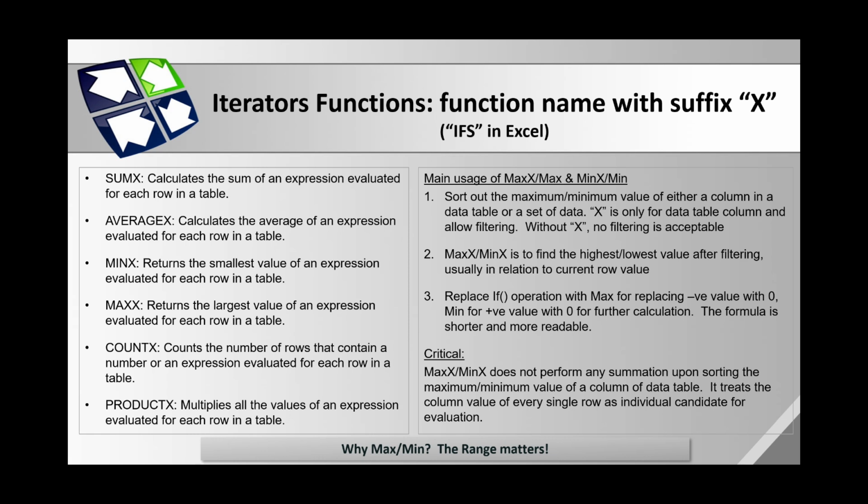The usage of this function is to sort out the maximum or minimum value of either a column in a data table or a set of data. With X, it only accepts a data table column and allows filtering. Without X, no filtering is acceptable. MAXX and MINX find the highest or lowest value after filtering, usually in relation to the current row value. I will use some examples to explain this point later in this video.